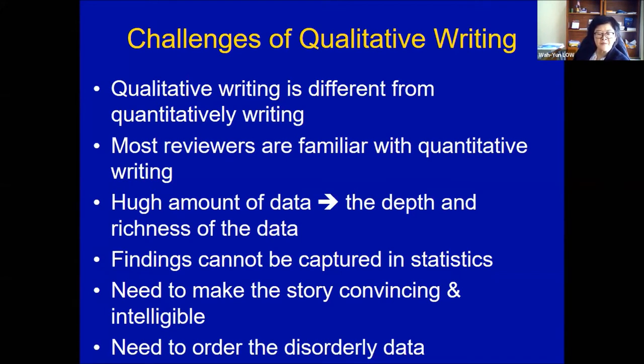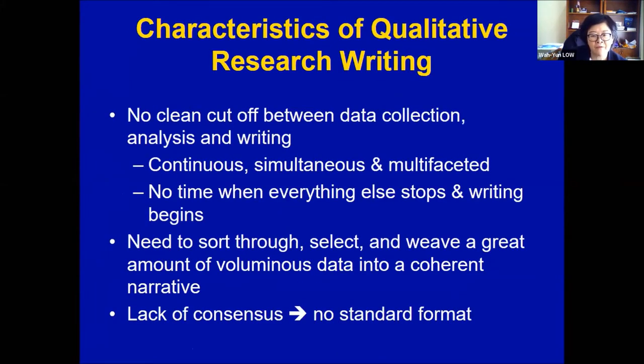And in terms of writing, you need to make your story, your paper, very convincing and strong enough for the reviewer to fully understand what you're trying to say. Because of the huge amount of data involved, you do need to order your data in such a way that there is a flow from one session to another. There is a flow in terms of how you actually answer your research question or your research objective. Now, these are characteristics of qualitative research writing.